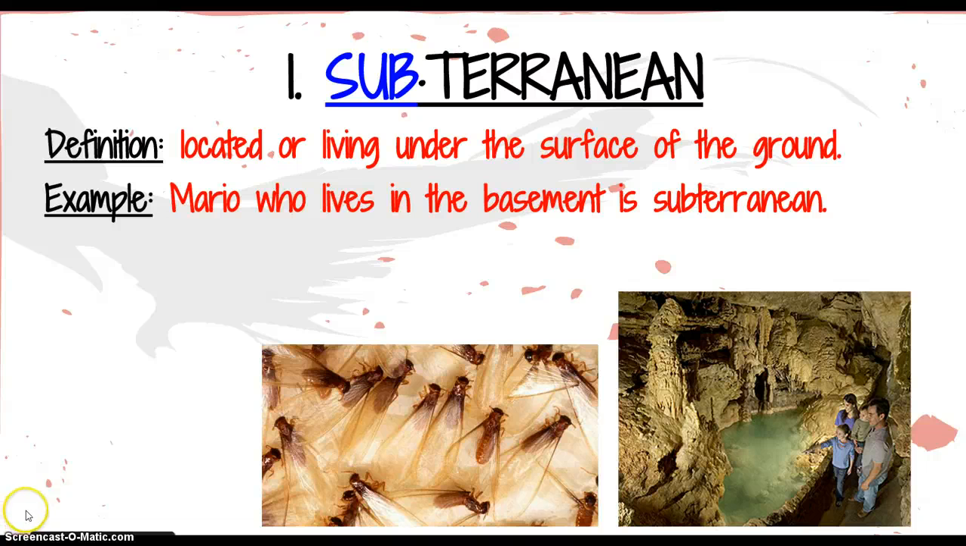Our first vocabulary word is subterranean. Just like you've done in the weeks before, you're going to draw a line right here, right after sub, separating the prefix from the base word. The definition of subterranean is located or living under the surface of the ground.